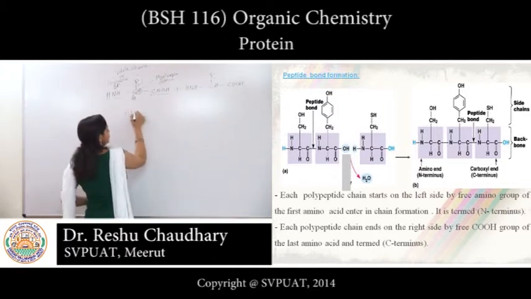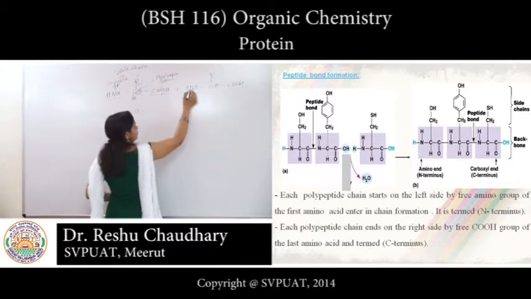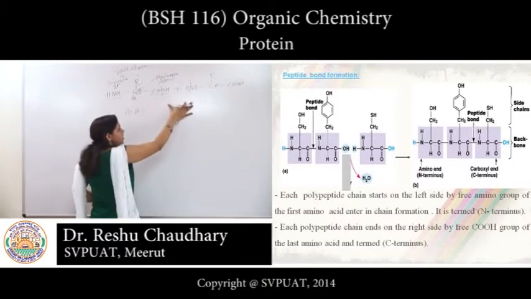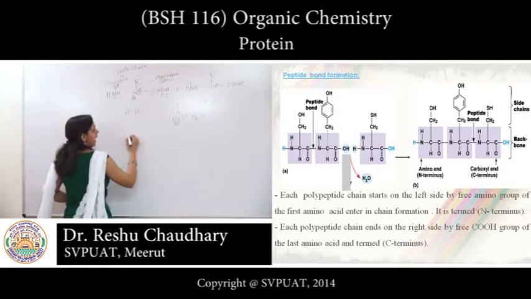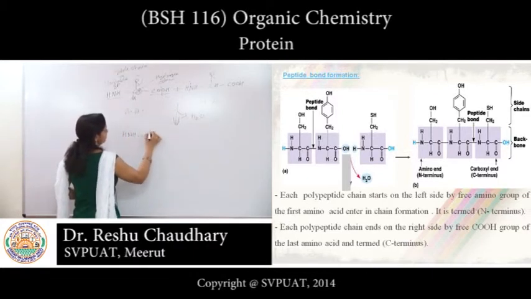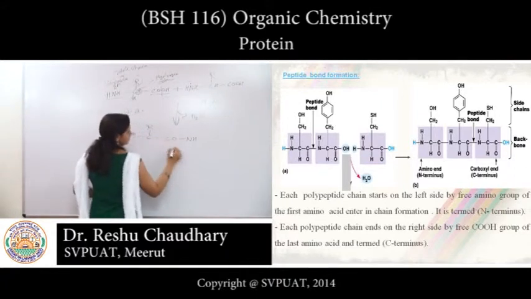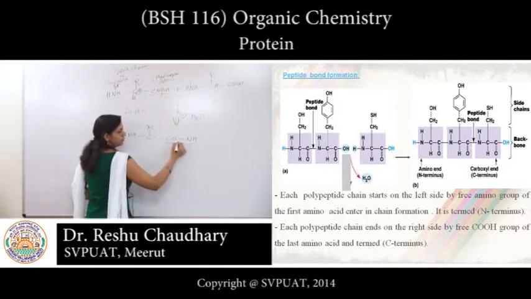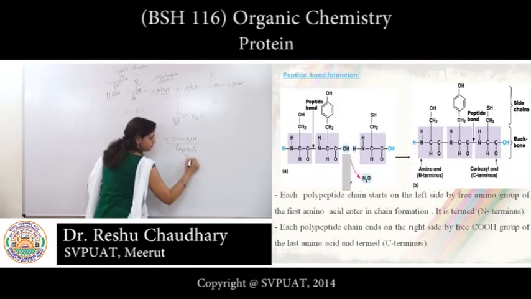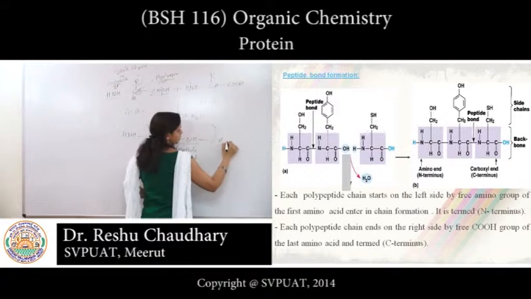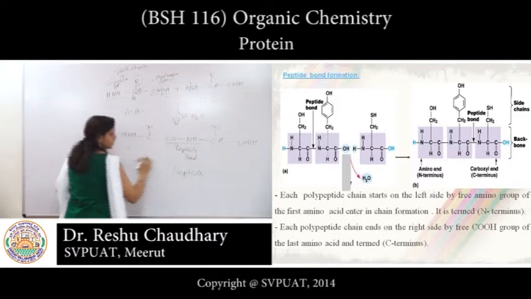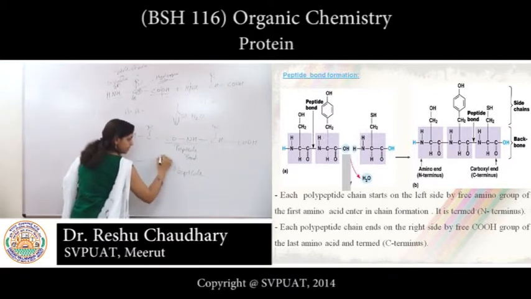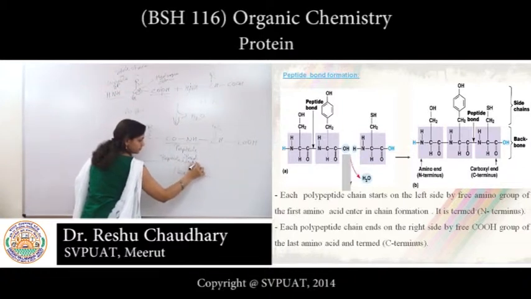Any type of group can be attached at this place. Now, when these two amino acids join together, or when condensation happens between these two amino acid molecules, one water molecule comes out and the peptide linkage is formed. The bond formed between the carboxylic acid group and amino group, between the carbon of the carboxylic group and nitrogen of the amino group, is known as peptide bond. And the product is known as peptide. This linkage is also known as peptide linkage or amide linkage.